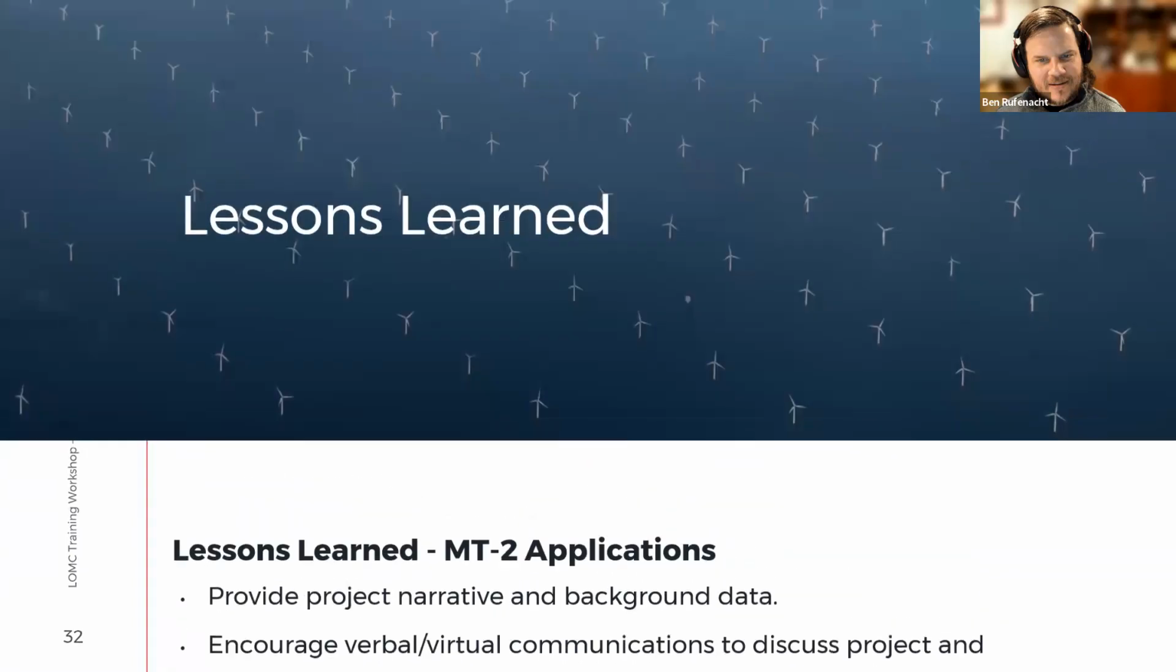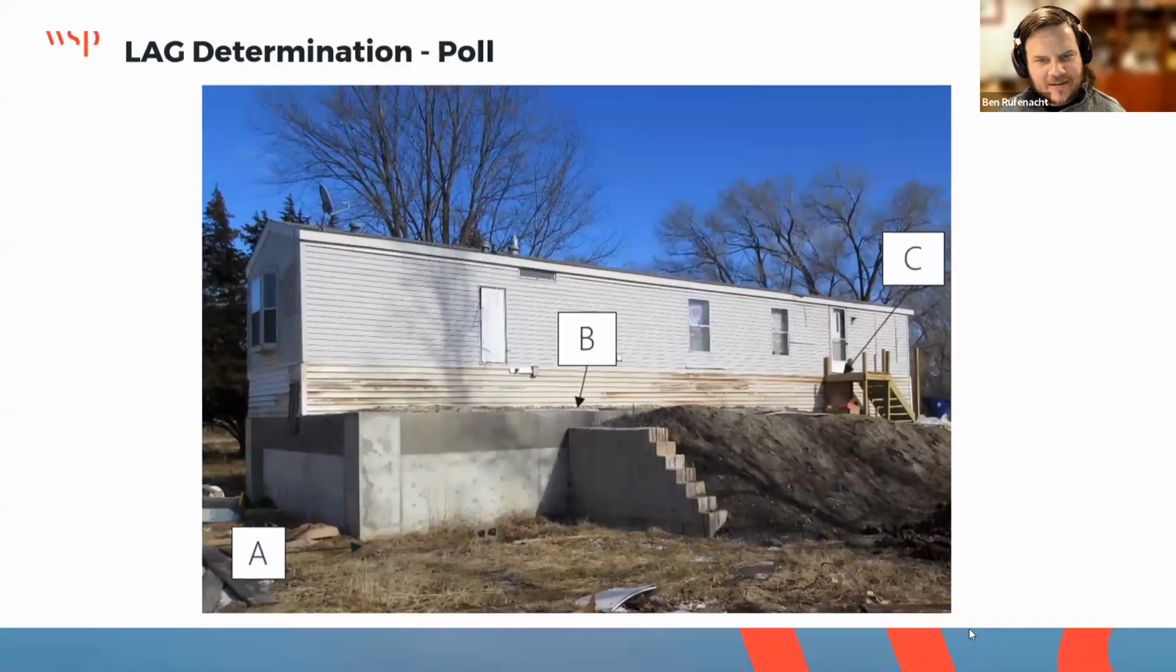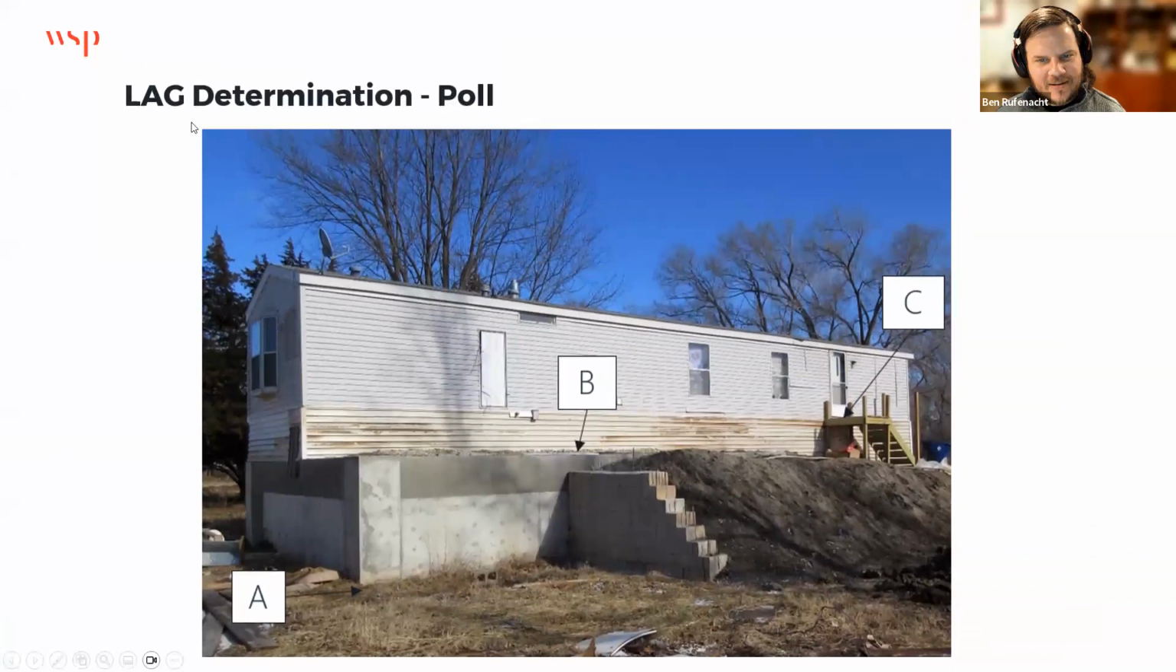I think lessons learned here is going to be my last section. So here's a low adjacent grade determination. We don't have a poll question for this, so we won't really quiz you on it, but where is the low adjacent grade for this property? This is a little bit of a trick question.